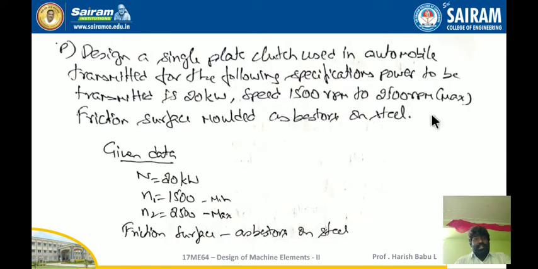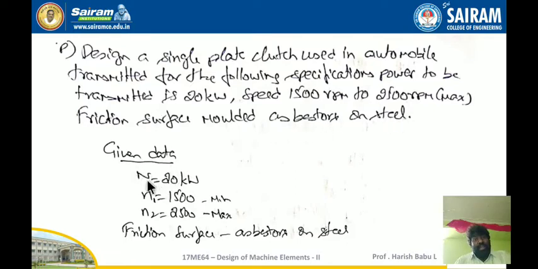So let us consider the next problem now. Design a single plate clutch used in automobile transmission for the following specification: power to be transmitted is 20 kilowatt. The speed is 1500 rpm to 2500 rpm, that is the minimum to maximum. The friction surface is molded asbestos on steel. So the friction material will be asbestos and it will be placed on a steel.